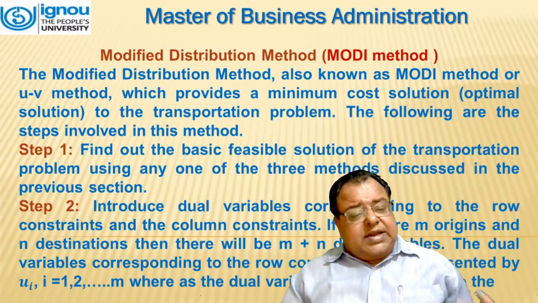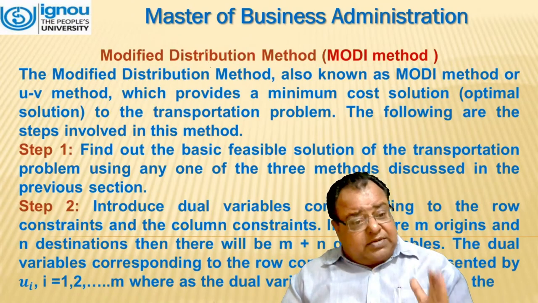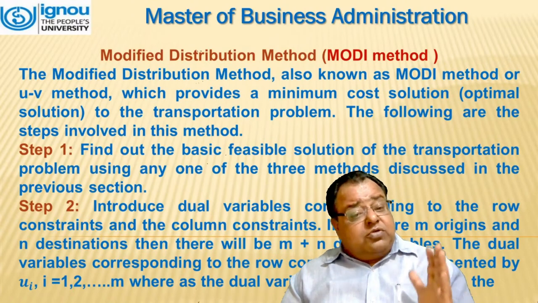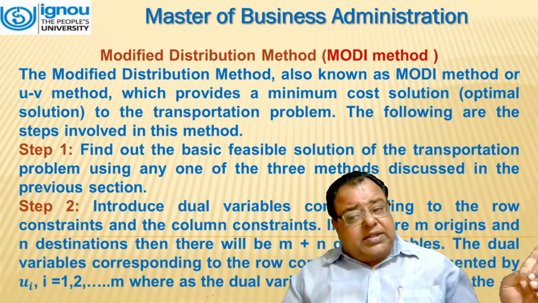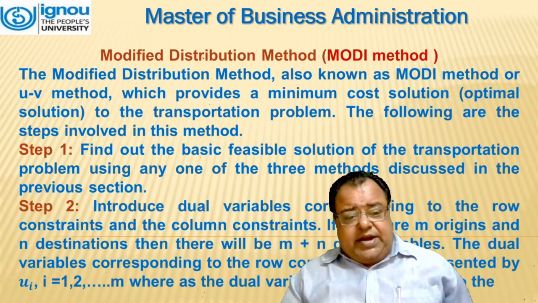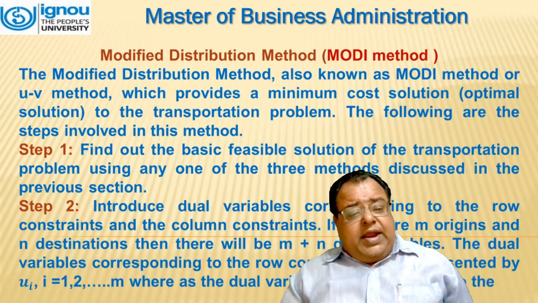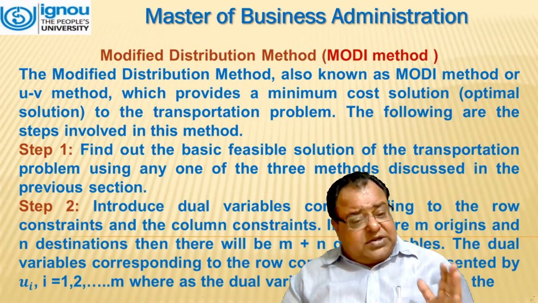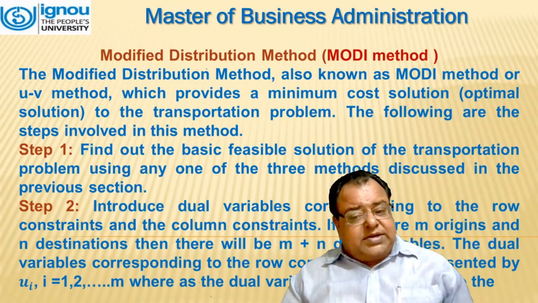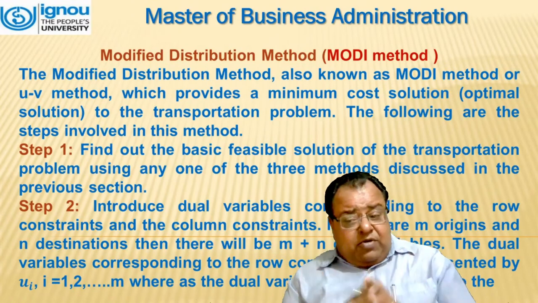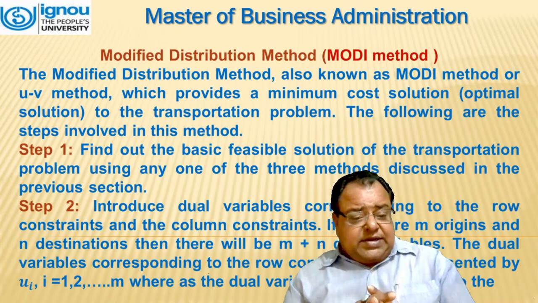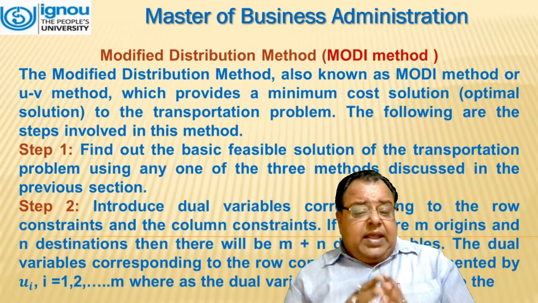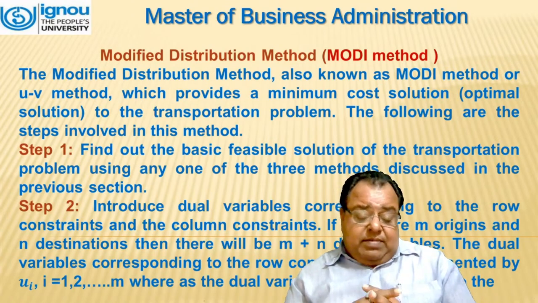The following are the steps which are to be followed in this method. Number one, find out the basic feasible solution of the transportation problem using any one of the three methods discussed just right now. Second step, introduce dual variables corresponding to the row constraints and the column constraints. If there are m origins and n destinations, then there will be m plus n dual variables.